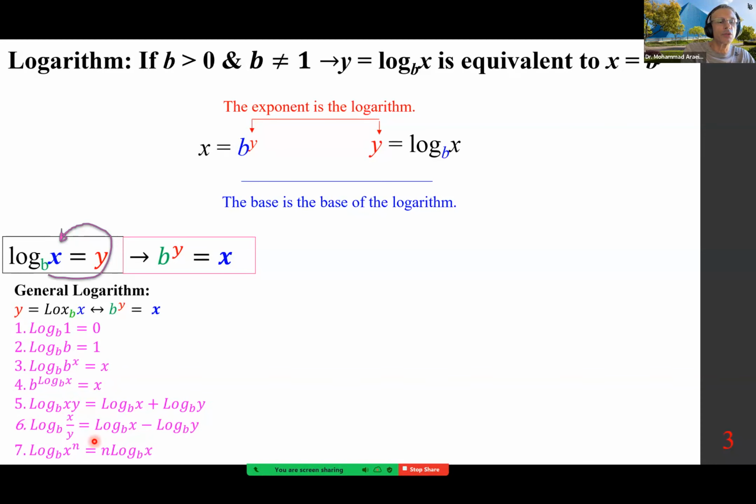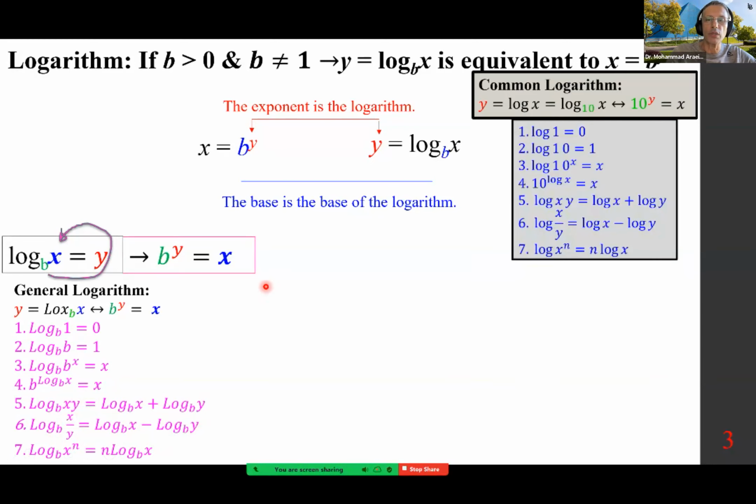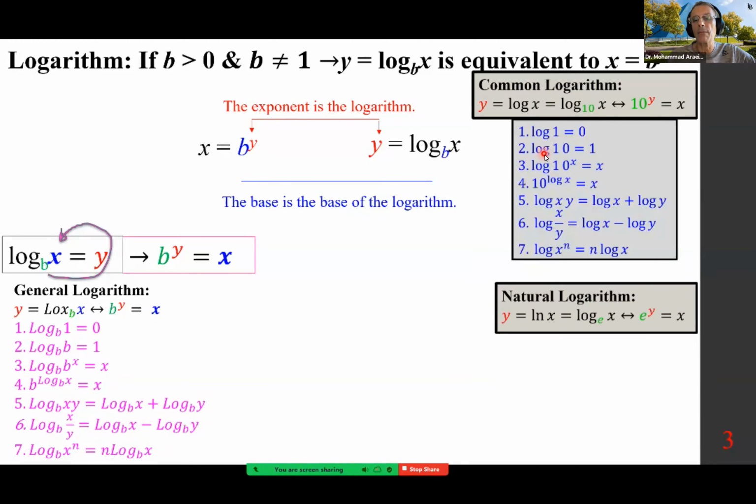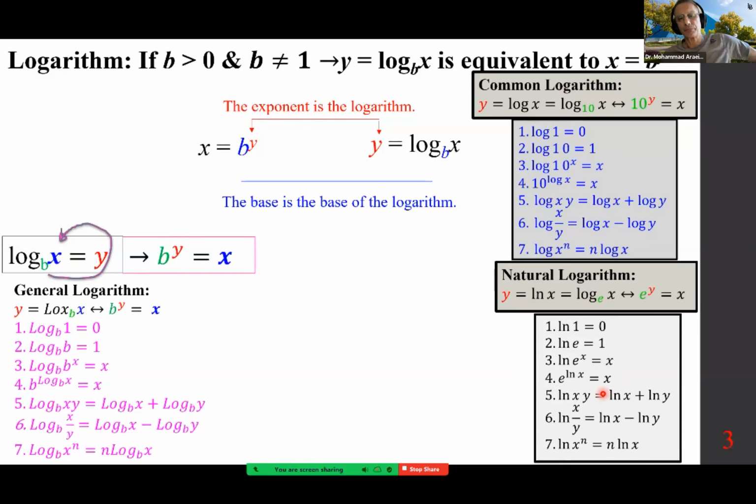Product rule, quotient rule, power rule. Log of xy is log x plus log y, same base b. Log of x over y is log x minus log y, same base b. Log of x to the power of n is n log x when they have the same base. Now, when we use log and not the base, that means the base is 10. It makes it a common log. So we can write the properties for a common log. When we use ln instead of log, the base is e, and these are the properties.